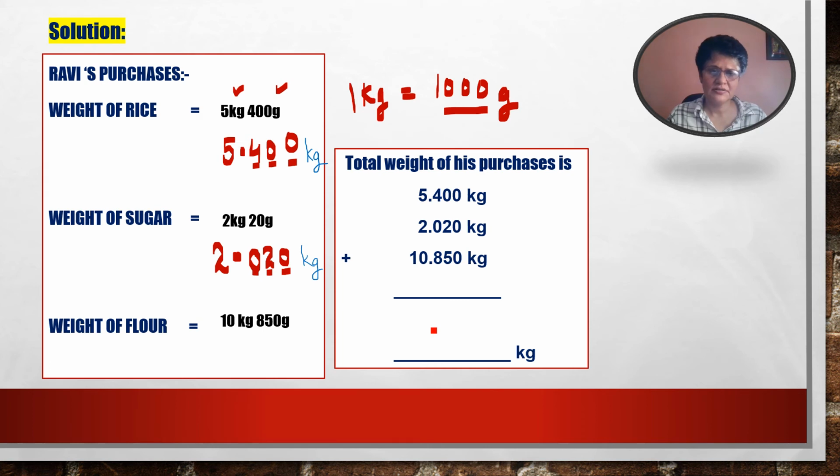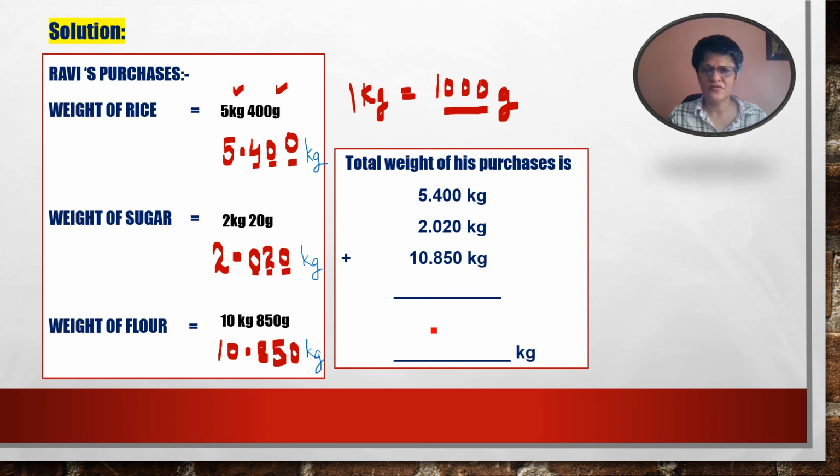It will be 10 point, and there are 3 digits. So I can straight away write 850, and I have to write the unit, and the unit here is kg. So now I have clearly converted all these into decimals. Now I will be writing these in vertical form, here on this side.